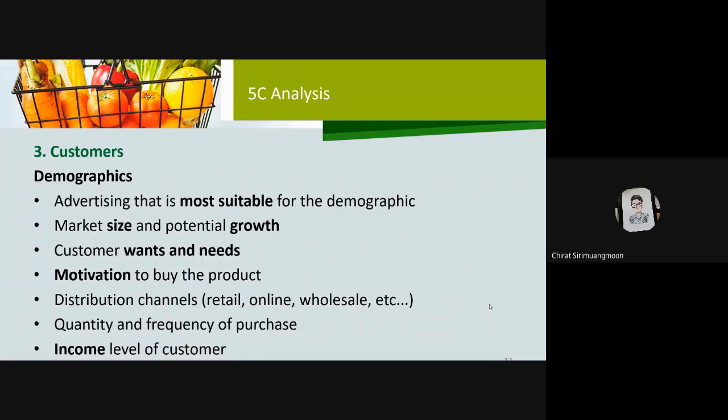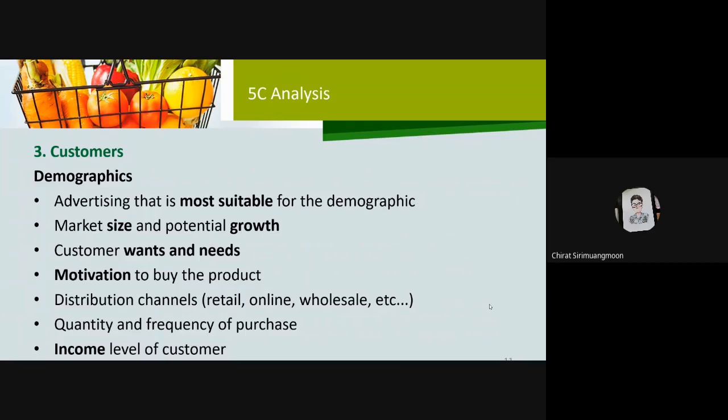The third one is customer. Customer analysis isn't mainly in terms of demographics. You need to know what is the most suitable advertising that links to your target consumer. What is the size of the market and what is the potential growth? Does it have very good growth or is it quite stable? So this is market size and potential growth.